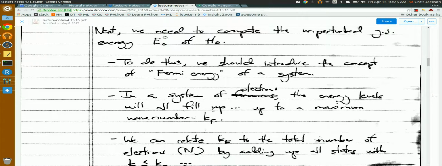But what we're going to do is introduce this concept of the Fermi energy. We have a system of electrons, and if we cool this thing down, all the electrons are going to settle down into the lowest possible energy states. So we have energy levels. Say we start here, and let's label them by k: k1, k2, and there's a whole bunch of states that go up to k, called k_n.